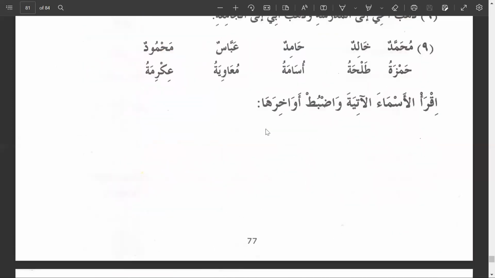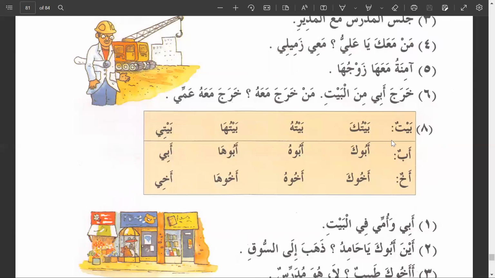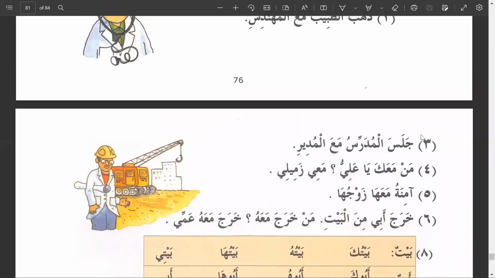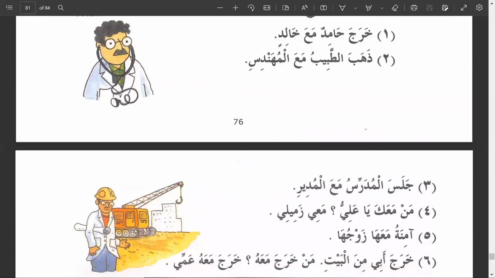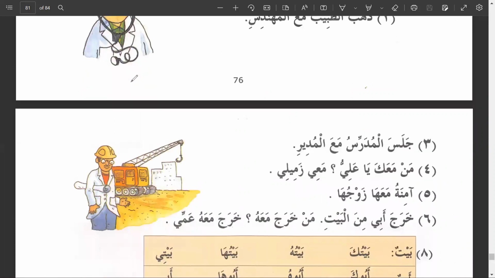This is a long exercise. We might not be able to do all of it, but we are going to do these sentences. So the same way, you need to translate. Jalasa al-mudarrisu ma'al mudiri. Jalasa, to sit. This is past tense, so sat. Al-mudarrisu is teacher. The teacher sat with the principal.